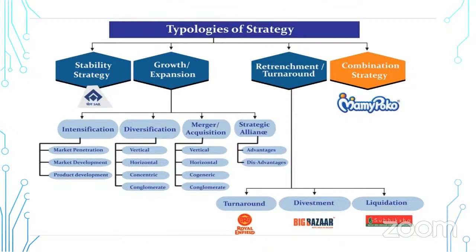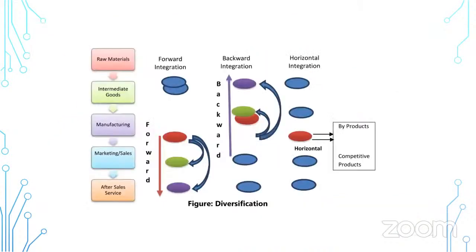Okay, in vertical there are also 2 points. First is forward, next is backward. In backward we are going to the... Shubhankar, please show the next slide please. Yes, you will see these stages like raw material, intermediate goods, manufacturing, marketing and trade.